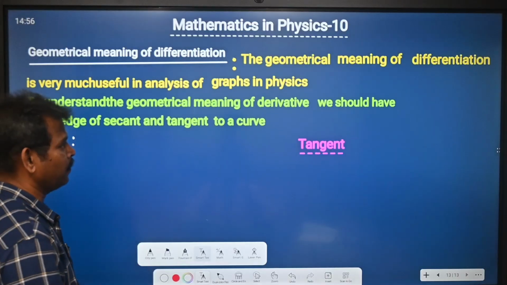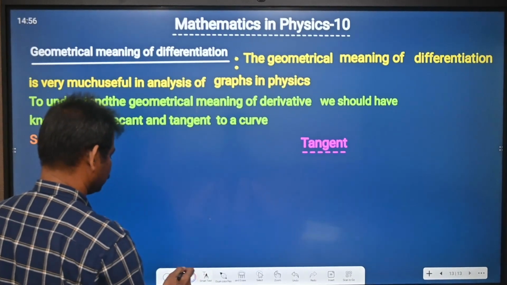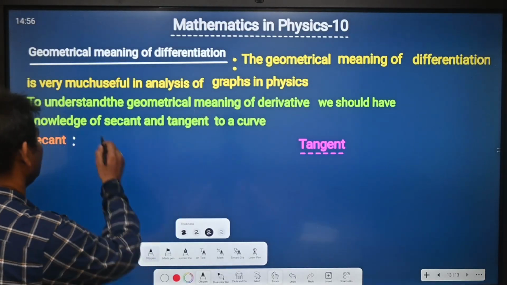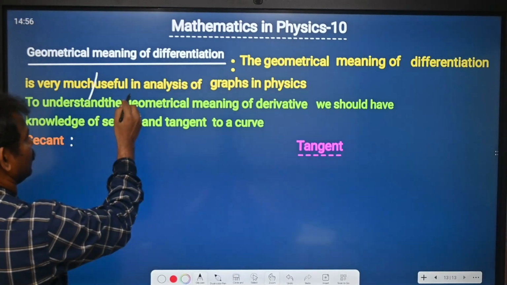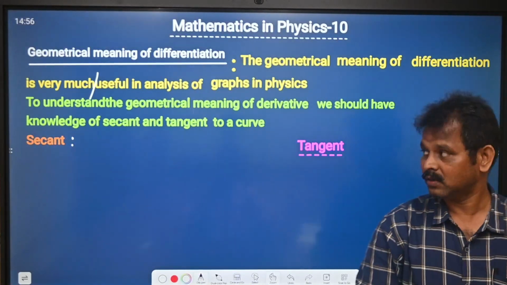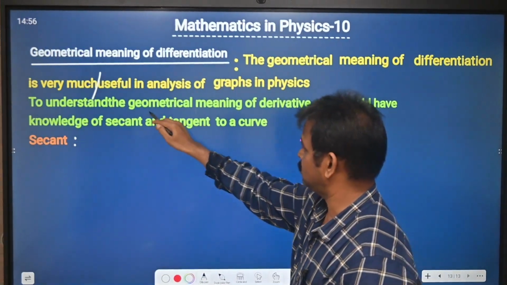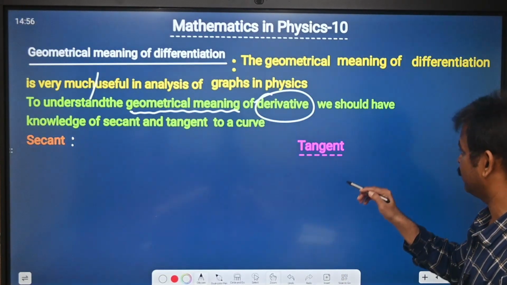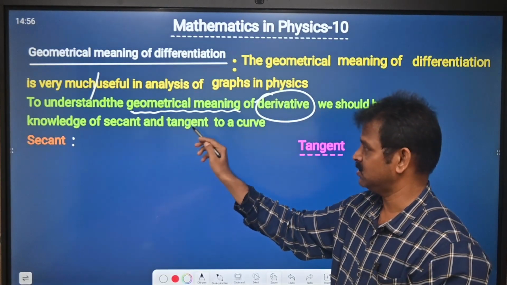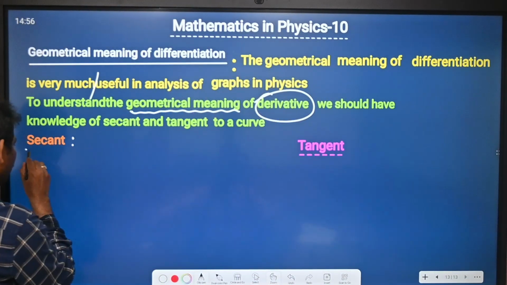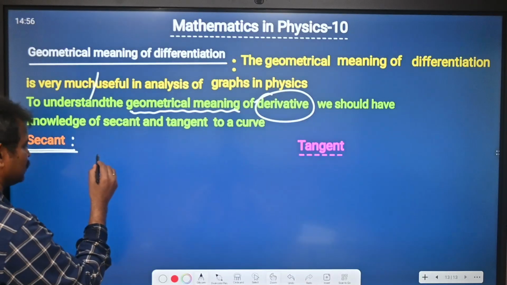First we will learn the geometrical meaning of differentiation, which is very much useful in analysis of graphs in physics. First of all, to understand the geometrical meaning of derivative or differentiation, we should have knowledge of secant and tangent to a curve. First, we will learn about secant, students.